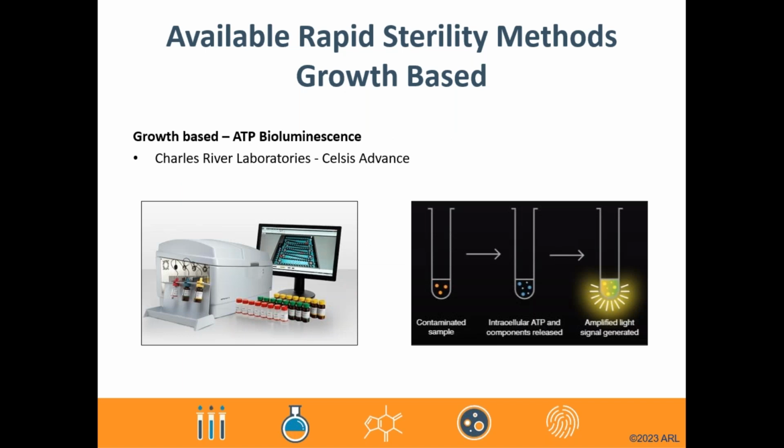A second common rapid sterility system which utilizes ATP bioluminescence is the Celsis Advanced platform, and that's produced by Charles River Laboratories. Testing using the Celsis system is actually initiated exactly like a traditional sterility test, where a product is first processed using a suitable method, and that can be either membrane filtration or direct inoculation.